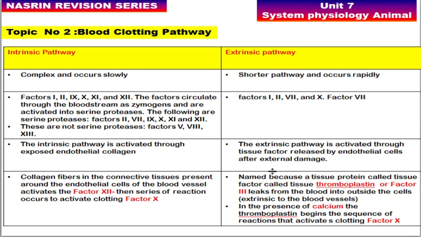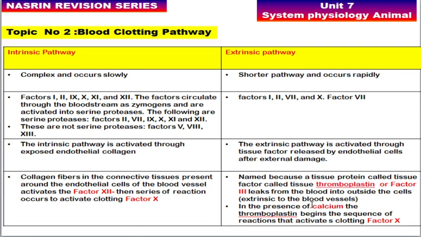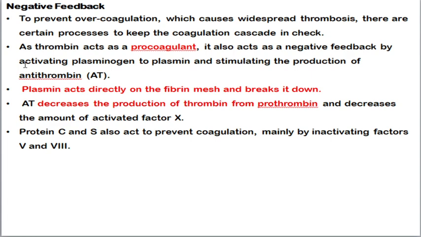Okay, next in this extrinsic pathway there is an important factor called thromboplastin, which is otherwise called factor number 3, that leaks from the blood vessel to outside of the cell. So that's how this pathway gets its name, extrinsic to blood, extrinsic to blood vessel. Next, in the presence of calcium, this thromboplastin will activate a sequence of reactions, finally forming factor number 10.